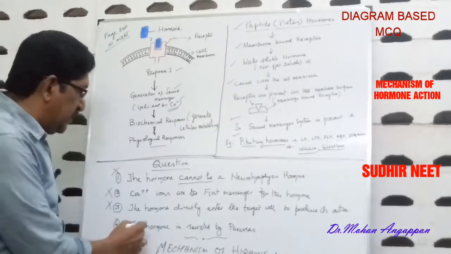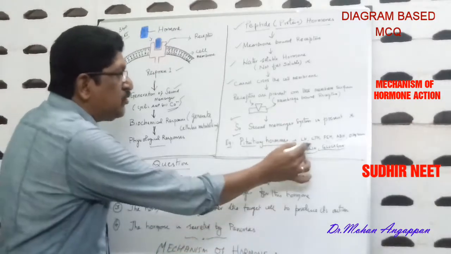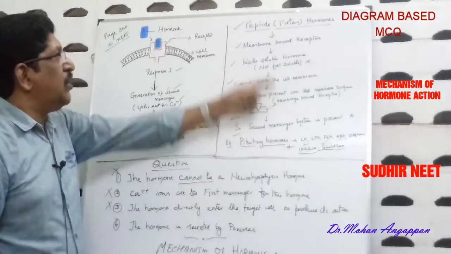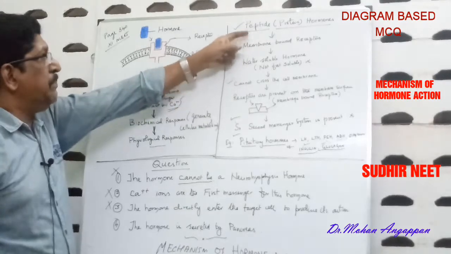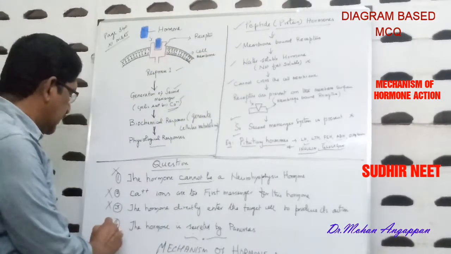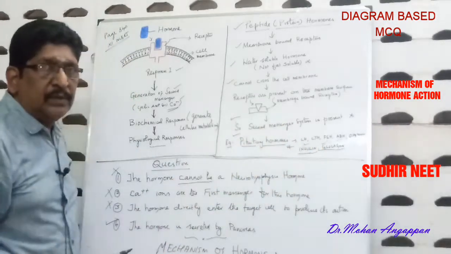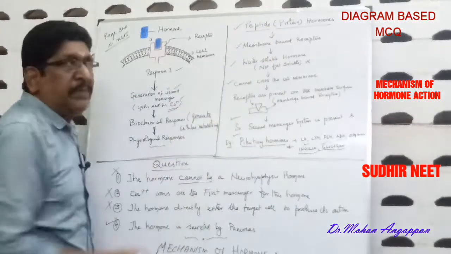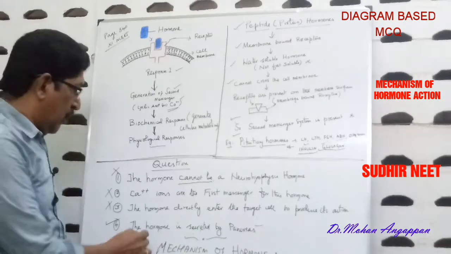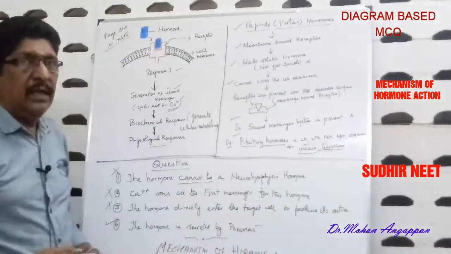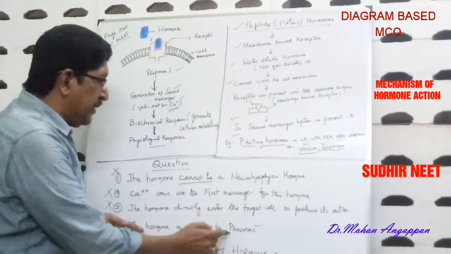So in this option you can see the hormone is secreted by the pancreas. This pancreas secretes insulin and glucagon, so they are the examples of peptide hormone. Since we have found that this hormone is a peptide hormone, this option is correct. So the hormone may be insulin or glucagon, because they are the examples for peptide hormones. They are secreted by the pancreas. So the fourth option is the correct option.